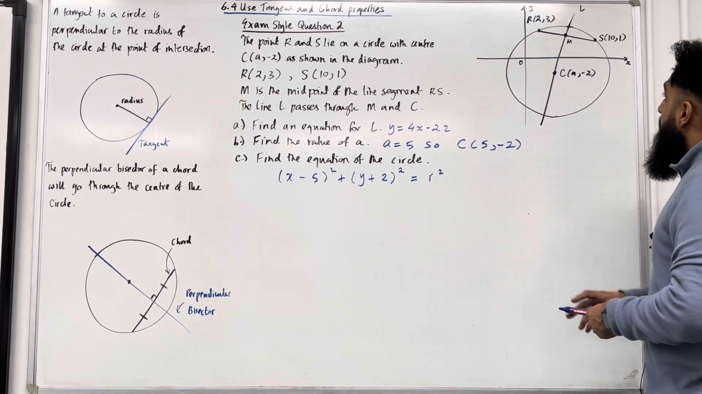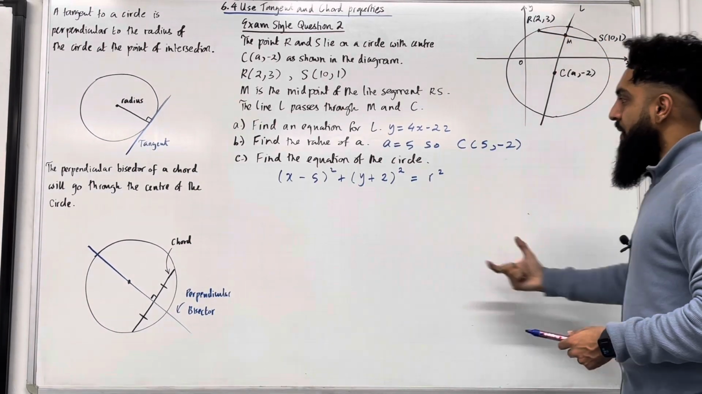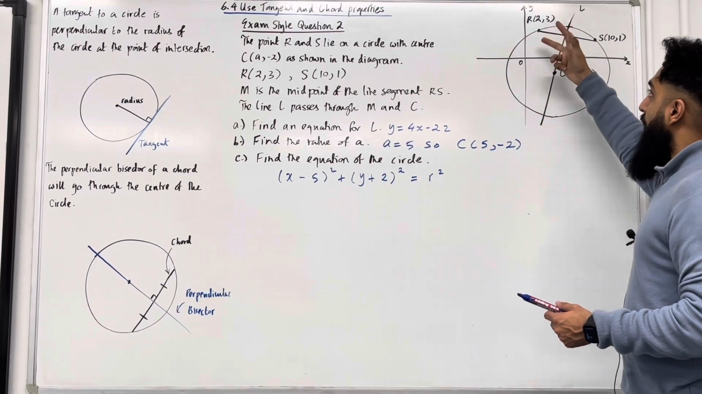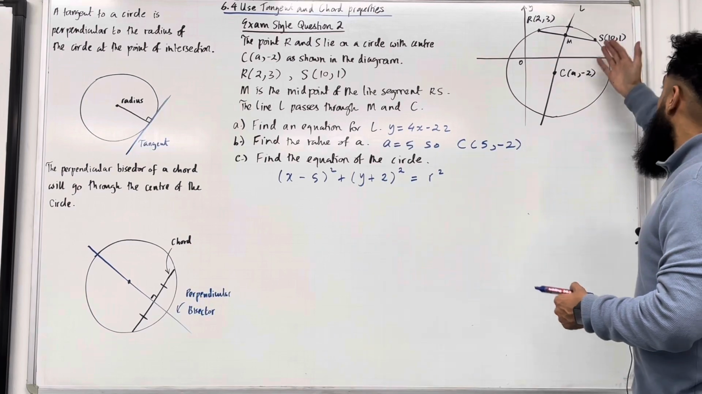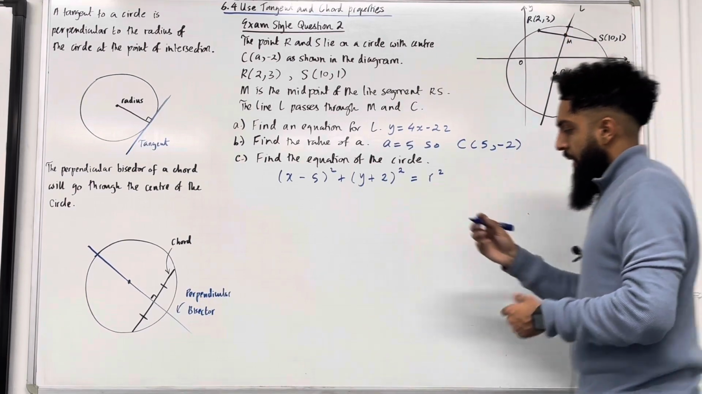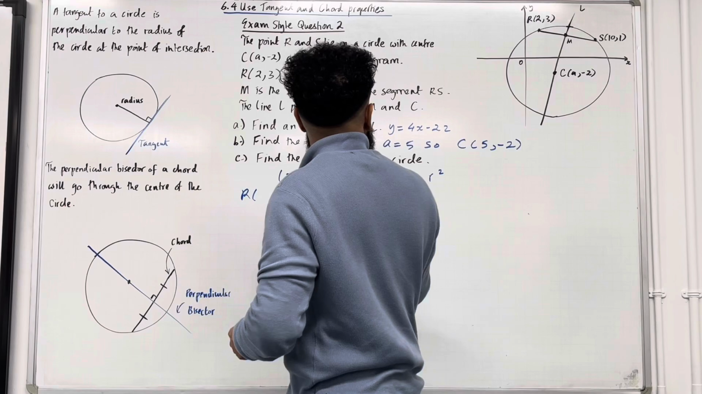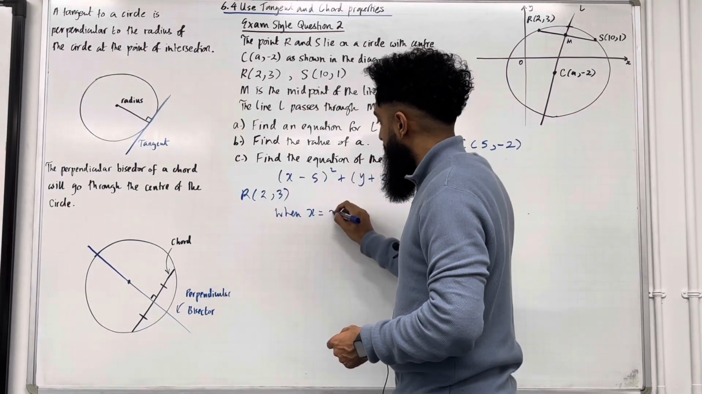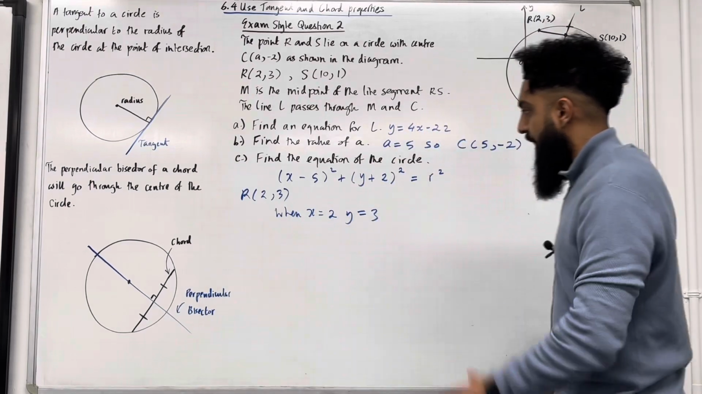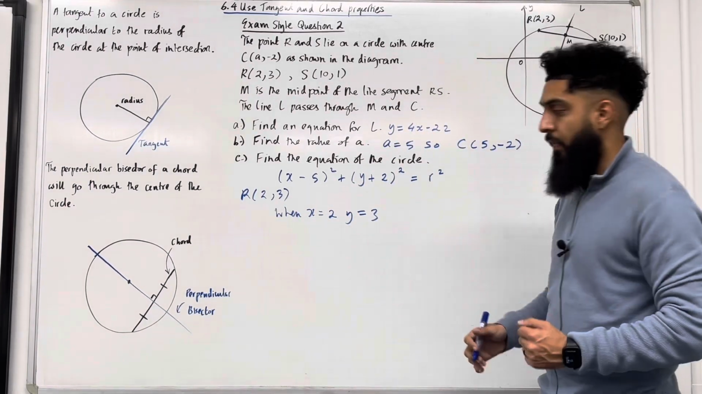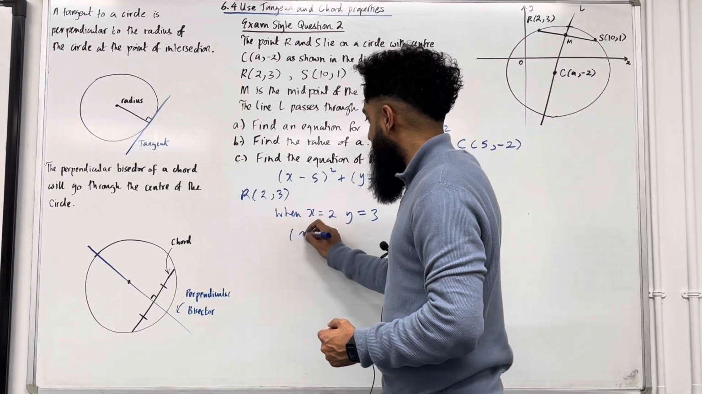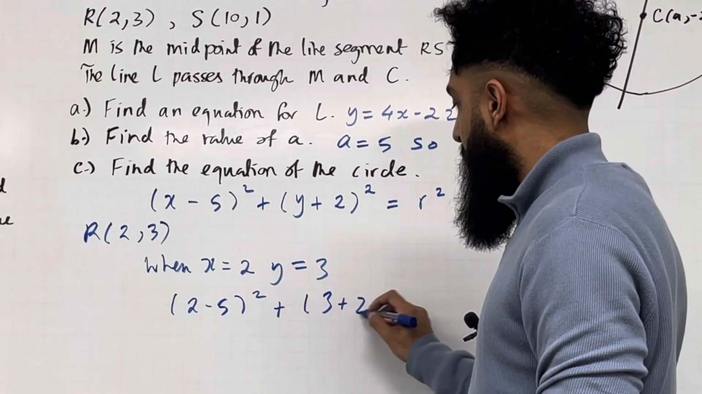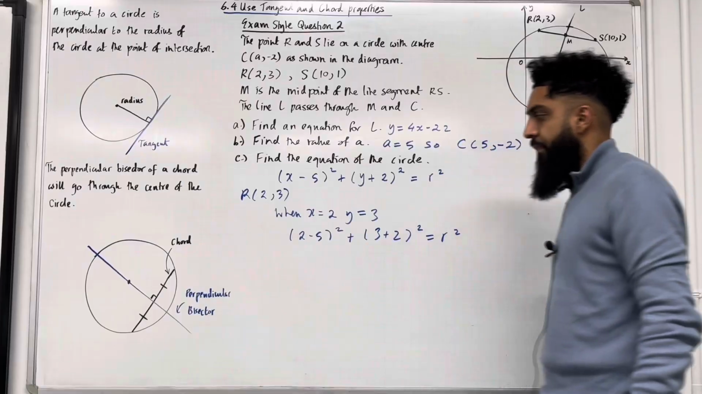Now we can substitute the coordinates for R or S into the equation of the circle, rearrange, work out r. So I'm going to take the coordinates for R, for example. We can always use the coordinate for S, but let's just take R. So for R, we know that the coordinate is (2, 3). So when x is equal to 2, y is equal to 3, I can substitute this into the equation of a circle. So if I substitute, I get open bracket 2 minus 5, close bracket squared, plus open bracket 3 plus 2, close bracket squared, equal to r squared.